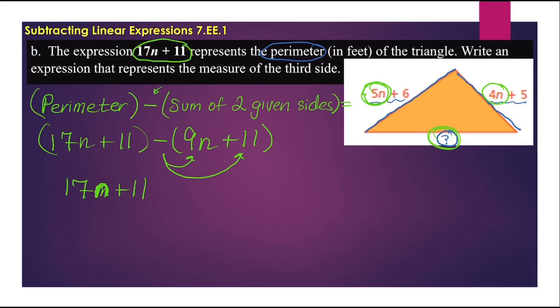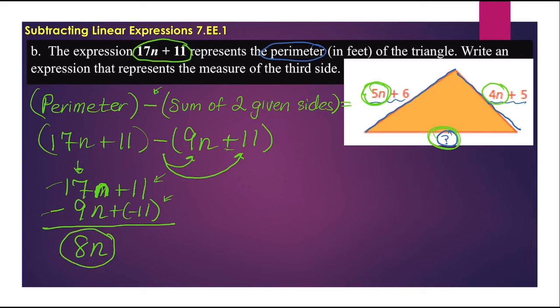So 9n becomes negative 9n. And then plus 11 becomes minus 11. So I'm going to write plus negative 11. If you want to just write minus 11, that's fine. I'm just emphasizing that it's negative. And then if we look at the n terms, now we're ready to put like terms together as much as possible. We have 17n minus 9n, which is going to make 8n. And then you'll notice here the 11s, plus 11, minus 11, cancel out. So that is your third side right there. So your third side is 8n.